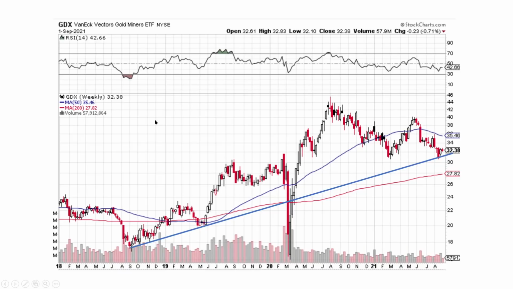GDX on a long-term weekly basis looks pretty good. We are in the uptrend line. We're coming back. We're tagging it right now. We're just above it. And I think we're going to hopefully bounce off this. But let's see what the price action tells us.